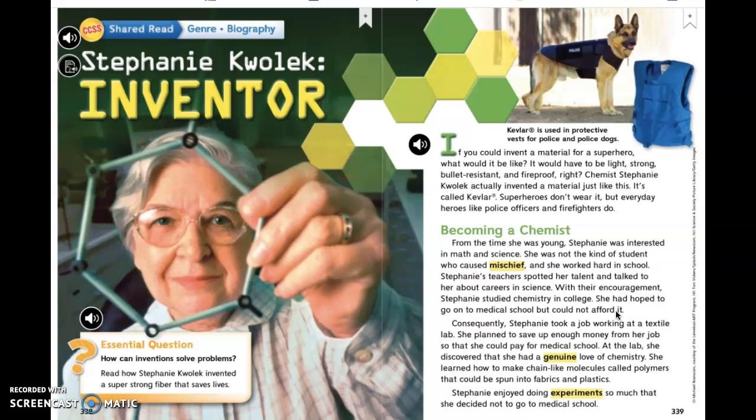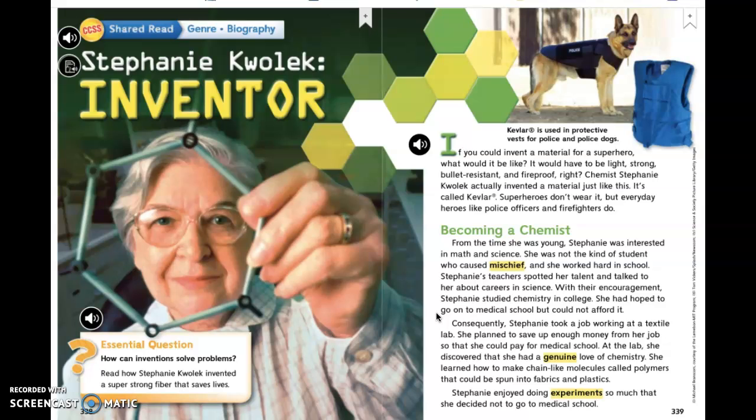Now, most solutions are usually listed right underneath it, and they have some key words sometimes. And here's one of the key words in solving a solution based on a problem. The word consequently. Let's keep reading. Consequently, Stephanie took a job working at a textile lab. She planned to save up enough money from her job so that she could pay for medical school. Hopefully, you've understood that her problem is she can't afford to go to medical school.